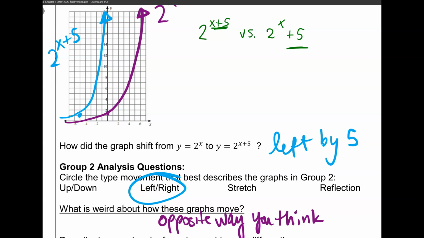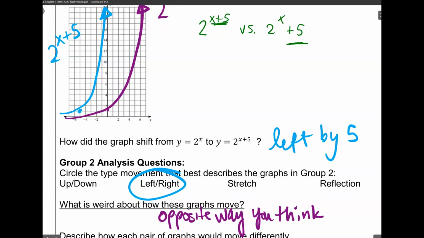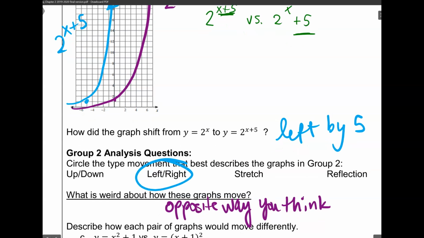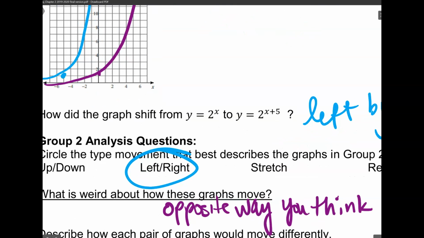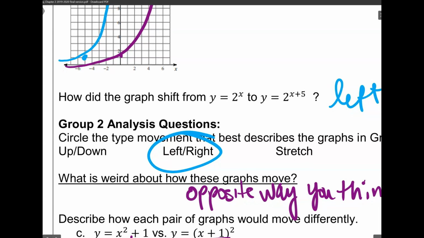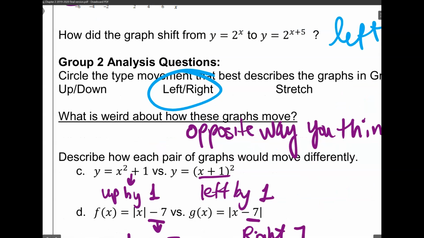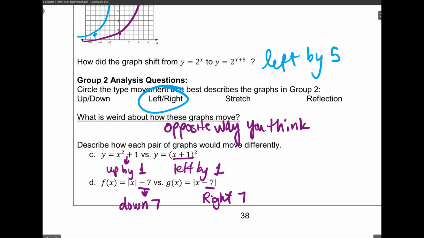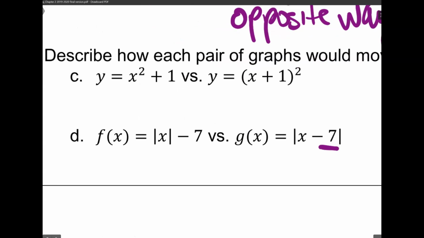All right. And then let's describe how each pair of graphs would move differently. So try not to show you the answer. So y equals x squared plus 1 versus y equals x plus 1 squared. So notice this right side. Oops, sorry. Let me just erase this really quickly so we cannot see the answer. Okay. How is this different? So we already kind of talked about this. Being outside or inside the parentheses, inside the square root, versus on the outside.